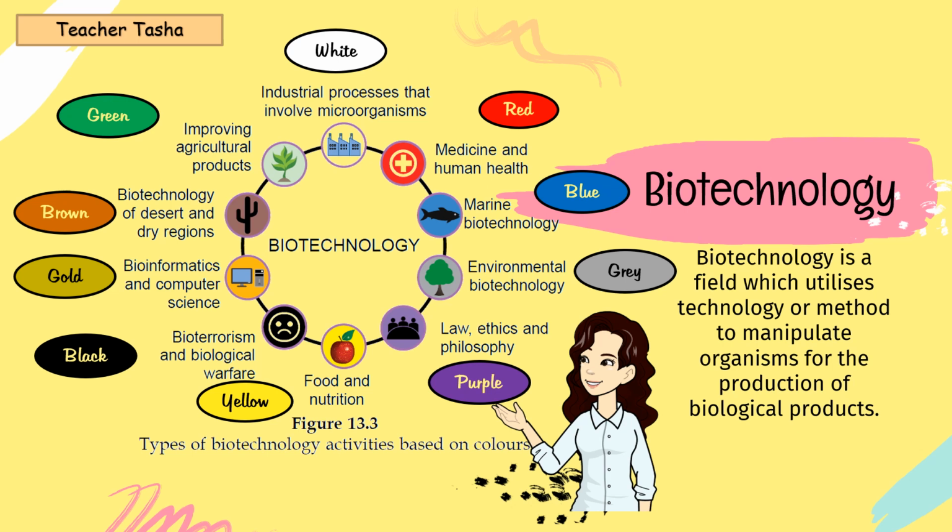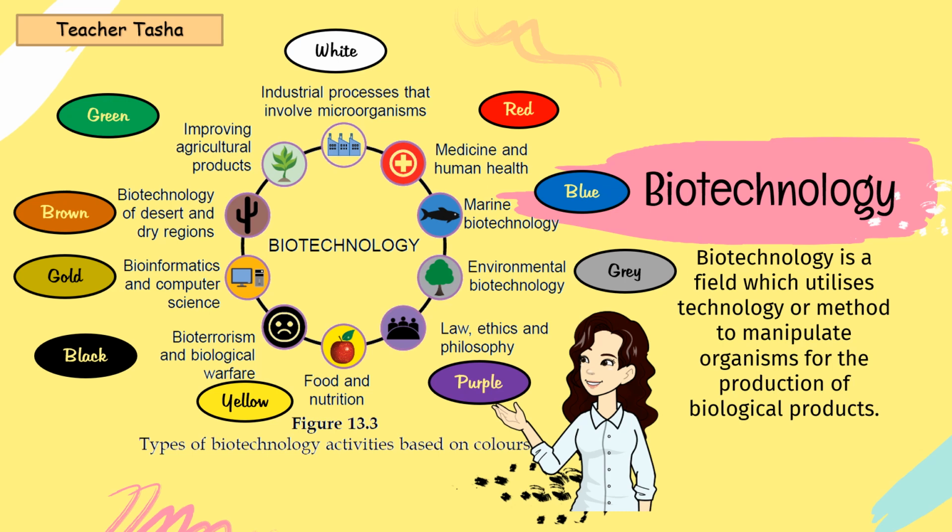So let's start with the first color, red. Red biotechnology represents medicine and human health. The blue biotechnology represents marine biotechnology. The gray biotechnology represents the environmental or ecological biotechnology, for example, to maintain biodiversity and to remove pollutants or contaminants using microorganisms and plants. The purple biotechnology represents patents, publication, invention, and intellectual property rights.